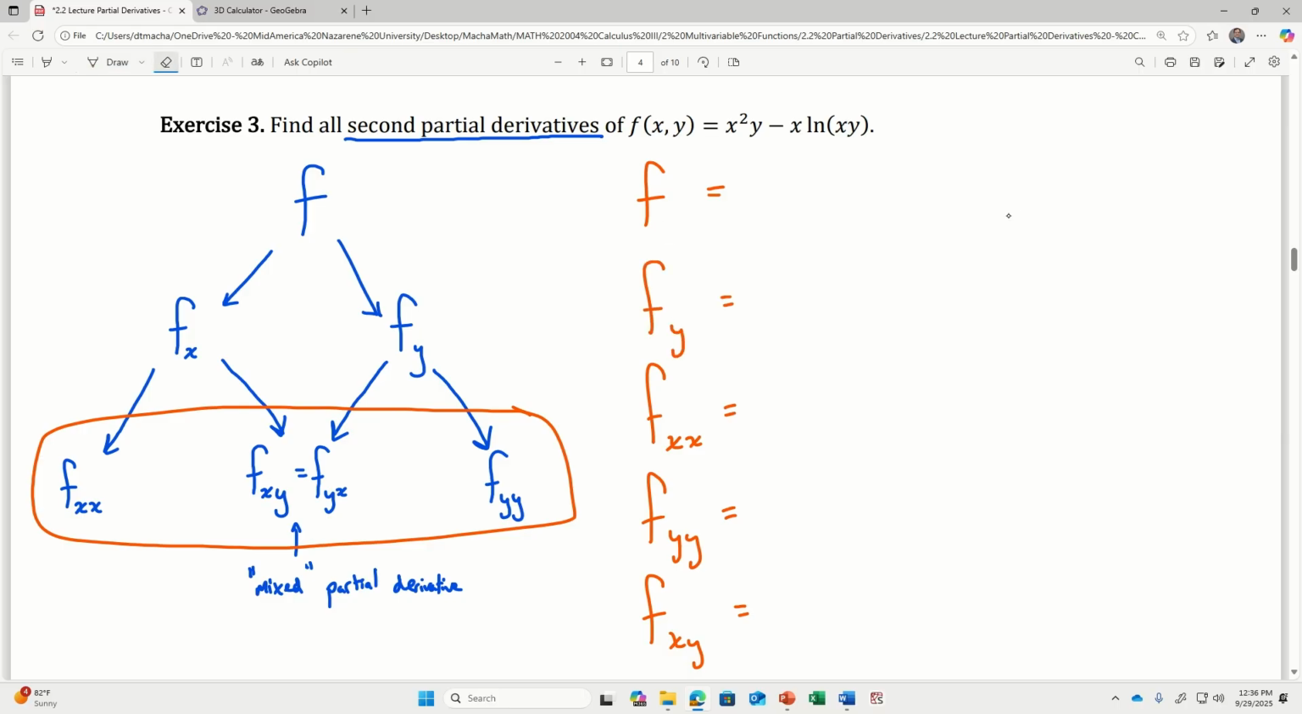So, what's the partial derivative of this function with respect to x? Two xy.